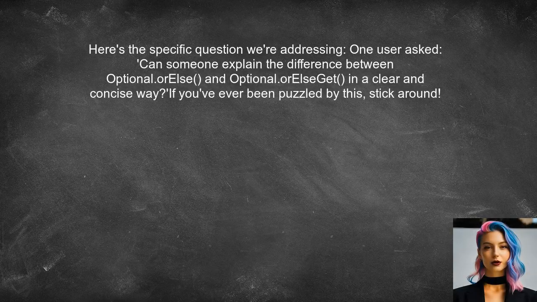Here's the specific question we're addressing. One user asked, can someone explain the difference between Optional.orElse and Optional.orElseGet in a clear and concise way? If you've ever been puzzled by this, stick around as we break it down.